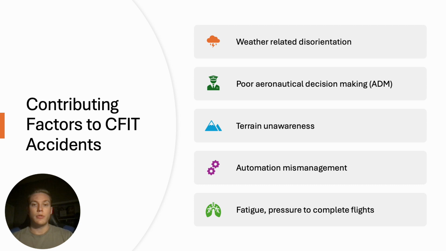Several factors contribute to CFIT accidents in general aviation. These include deteriorating weather, failure to divert when appropriate, misinterpretation of terrain data, over-reliance on automation, and even pilot fatigue. Often these factors compound under pressure, particularly when pilots feel committed to completing a flight despite the risks.